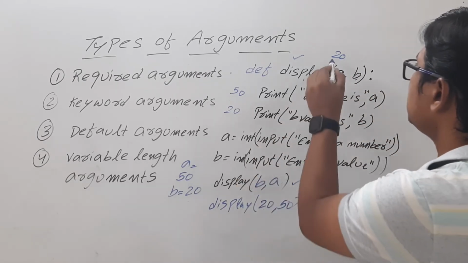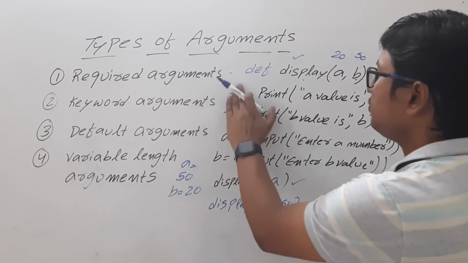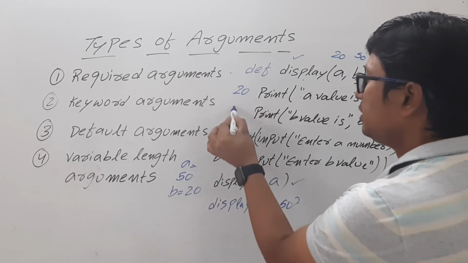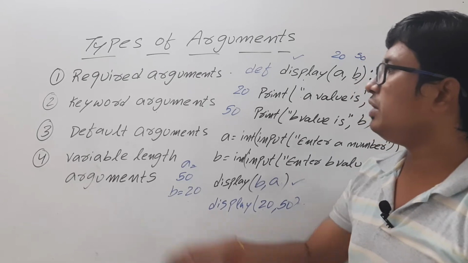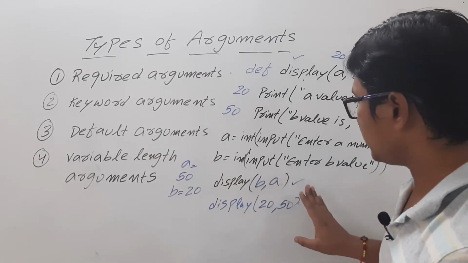So now A consists of value 20 and B has the value 50. If you display it, the A value will display as 20 and the B value as 50. I hope it is very clear for you. Now let me discuss the keyword arguments. The keyword arguments are very simple.